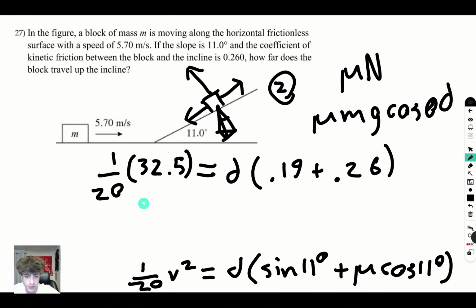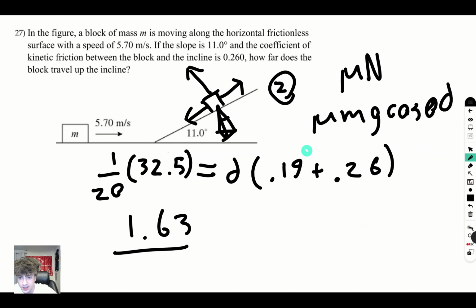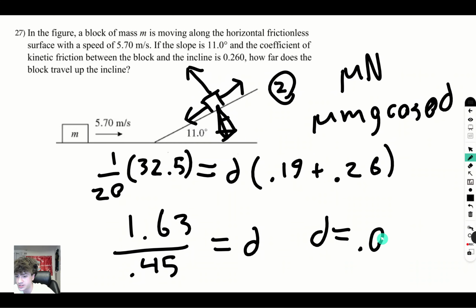So from here, we're going to multiply everything out. I'm going to erase this bottom part right here. 32.5 divided by 2 gives you 16.25... we'll just write it as 1.63. 1.63 divided by these two added together gives you 0.45. And finally you get a distance d of 0.036.